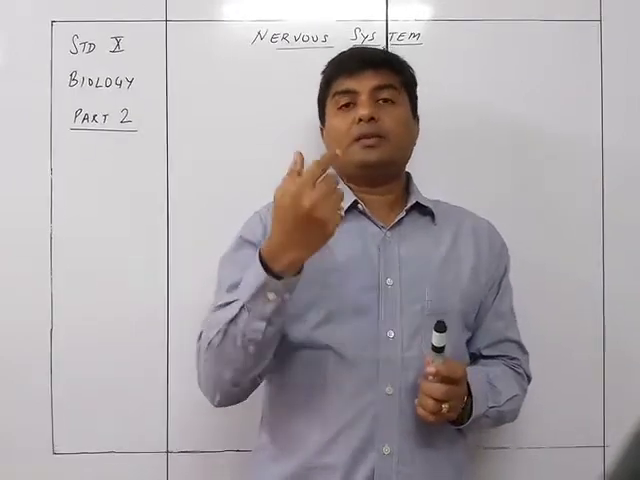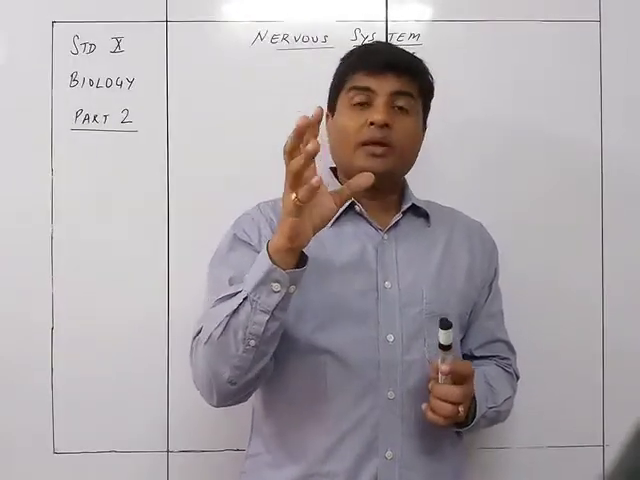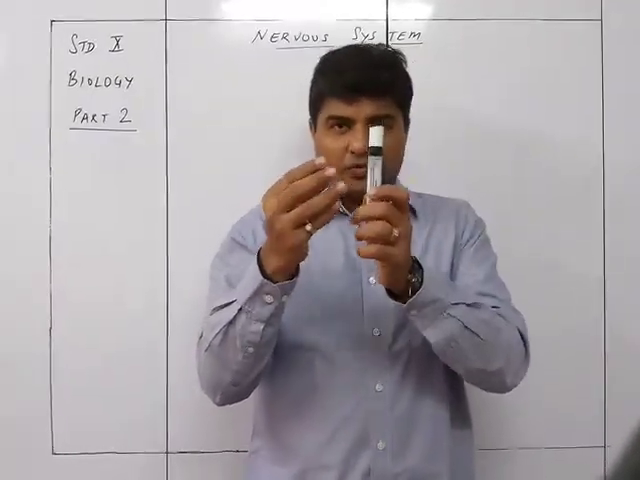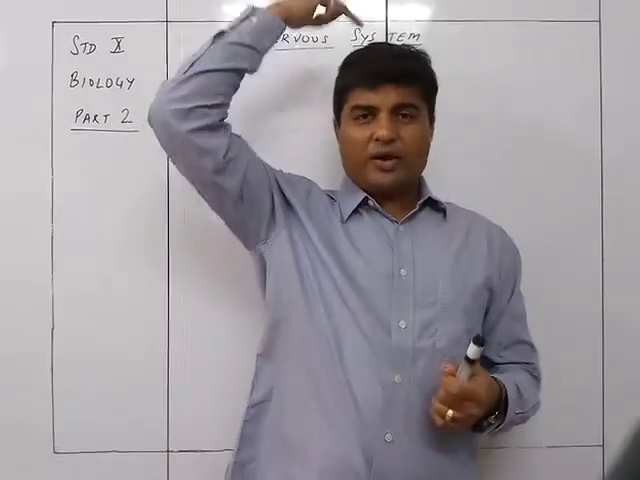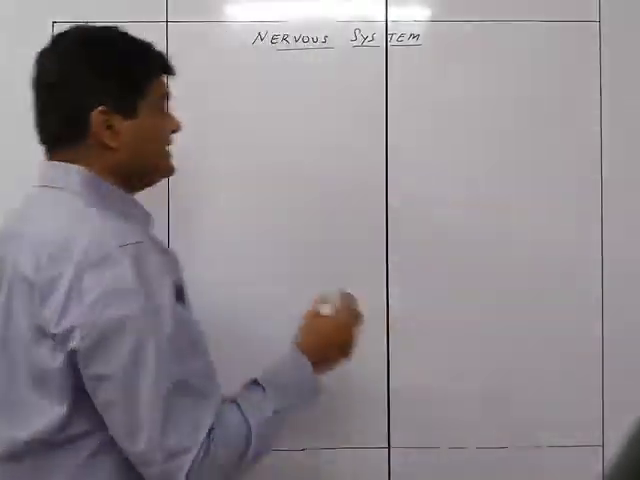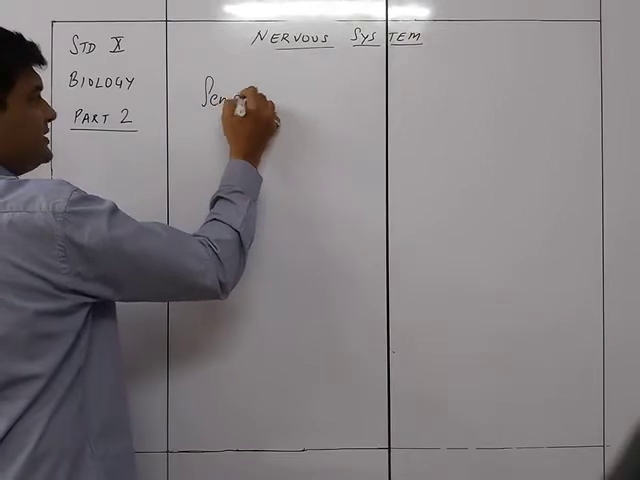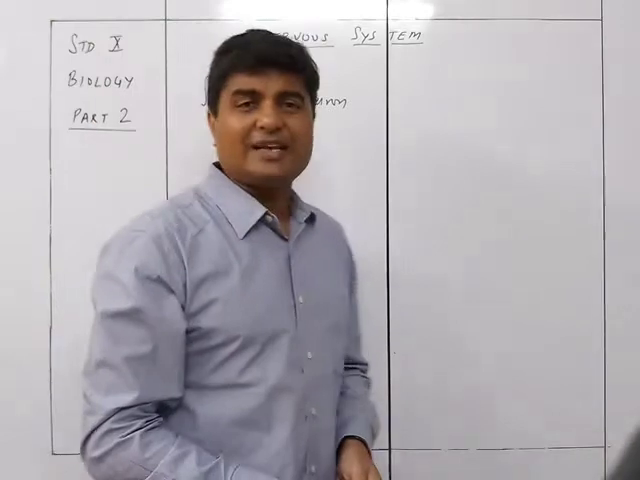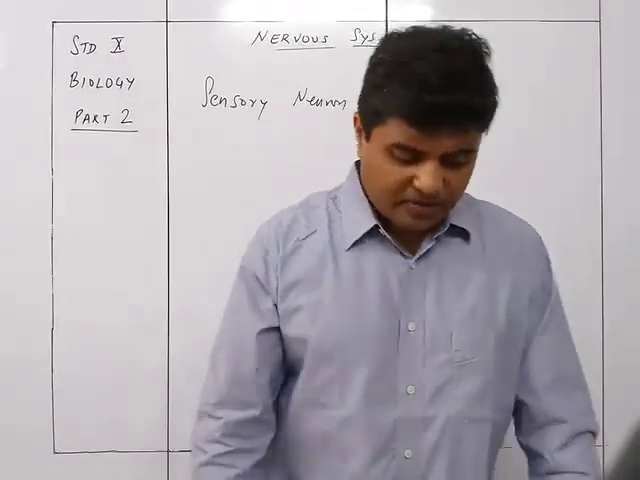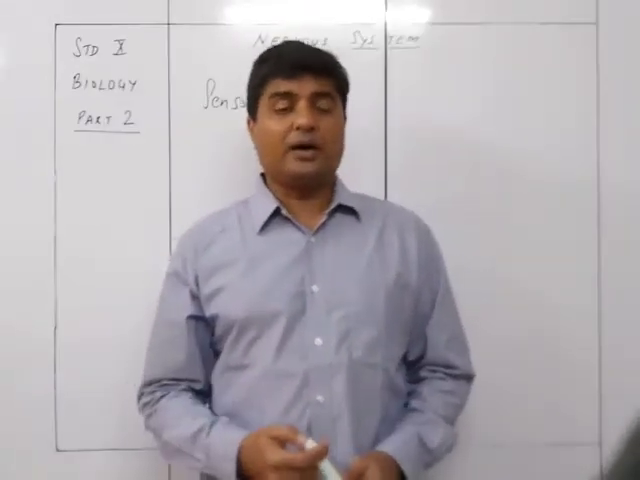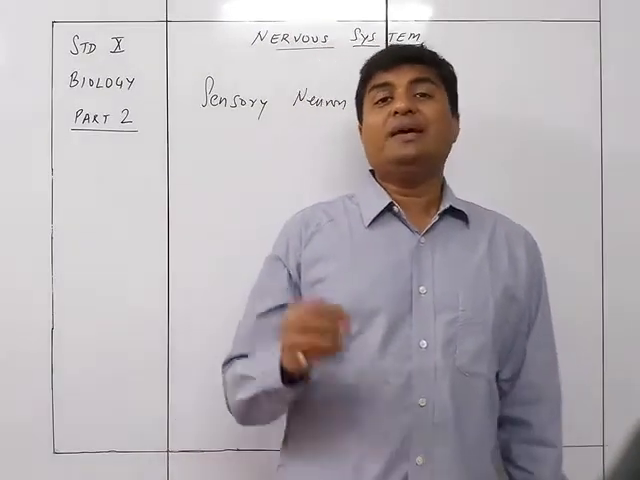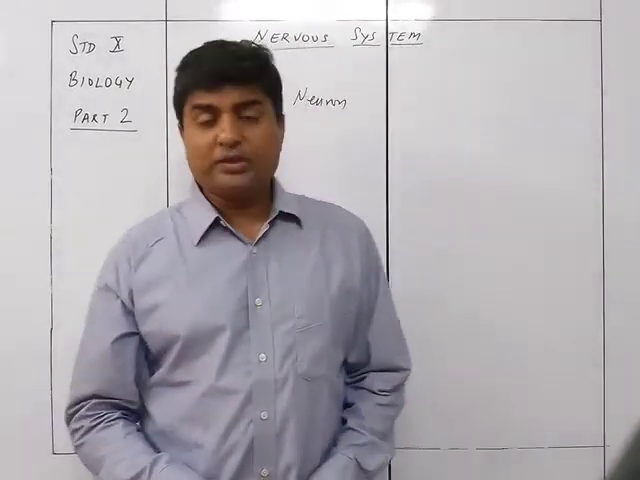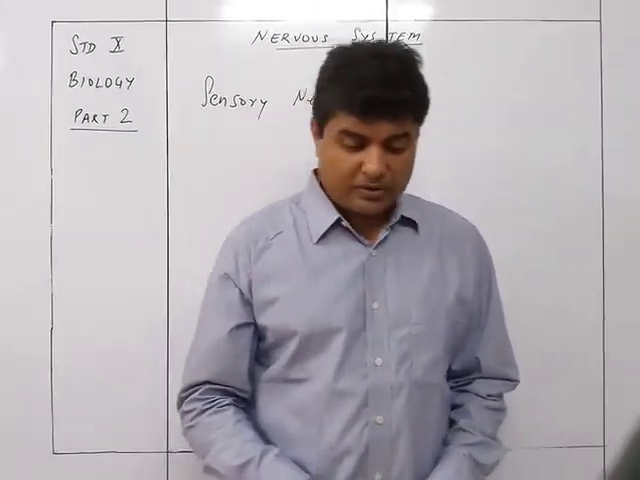So the nerve cells which are going to take the sensation from here to the spinal cord or the brain are called the sensory neuron. So first is the sensory neuron. The sensory neurons are the ones which convey the impulses from the receptor, that is the sensory organ, to the main nervous system, that is the brain or the spinal cord.